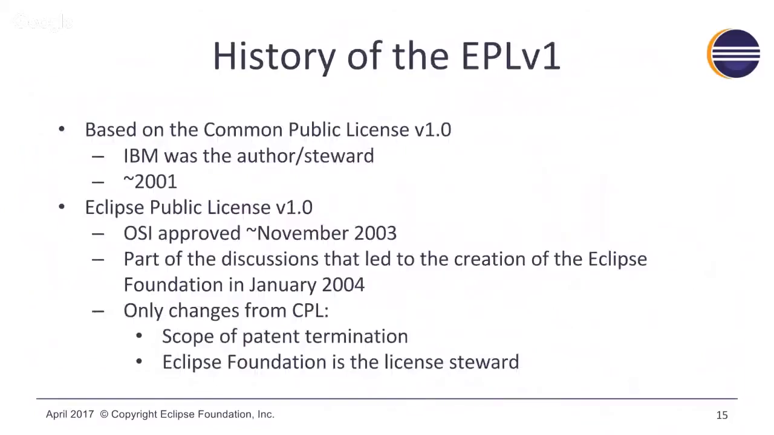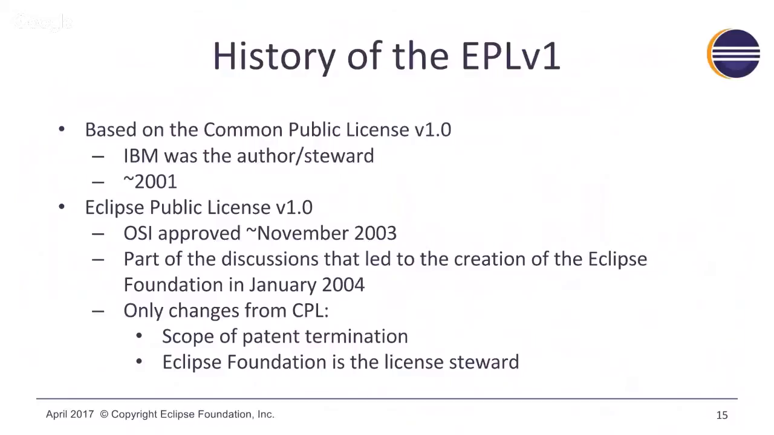But just a brief history on the EPL version 1. It was based on its predecessor, the Common Public License, which was written circa 2001. That was an IBM license. The Eclipse license was approved back in 2003, just briefly before the creation of the Eclipse Foundation. It was part of the discussions that led to the Eclipse Foundation, but it's basically the same as the license that was drafted in 2001.